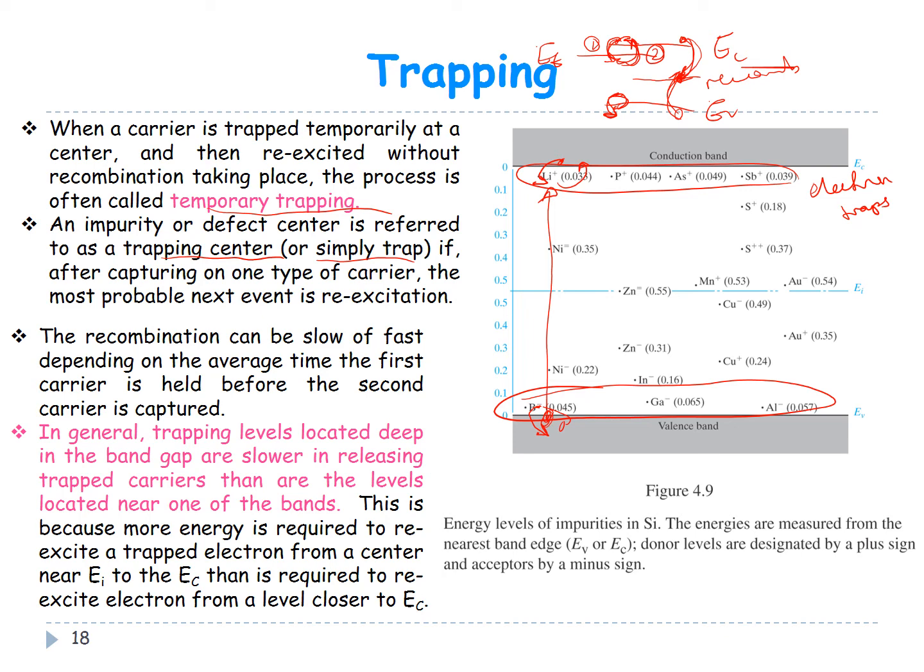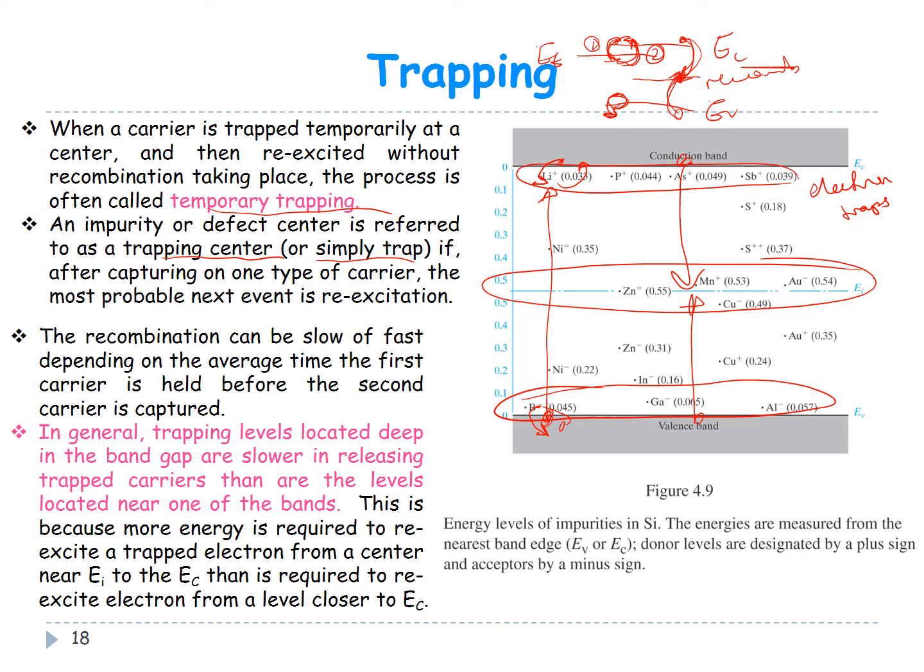Now, when a state is mid-gap, you can see that there is a 50% chance of being able to capture an electron and then capture a hole. So when states are mid-gap, they are most likely to play the role of recombination centers because the energy that is needed to capture a carrier of either type is more or less the same.